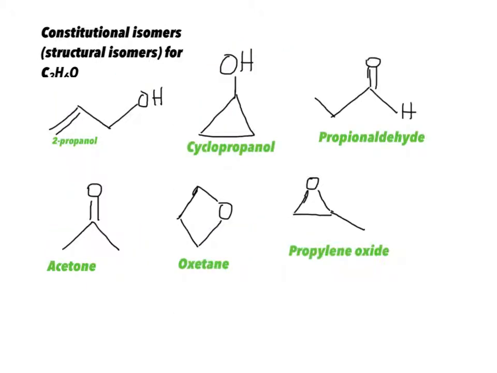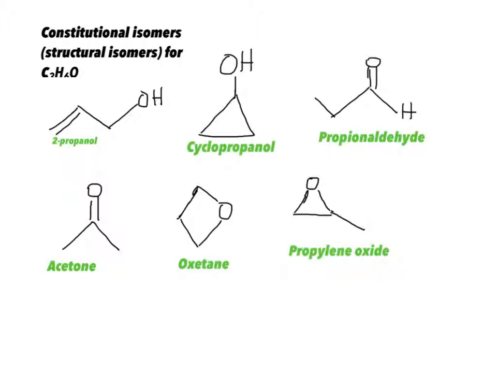Constitutional isomers, or structural isomers, for C3H6O. Constitutional isomers have the exact same molecular formula, however, they are attached in different ways. As you will notice, I have 6 examples.